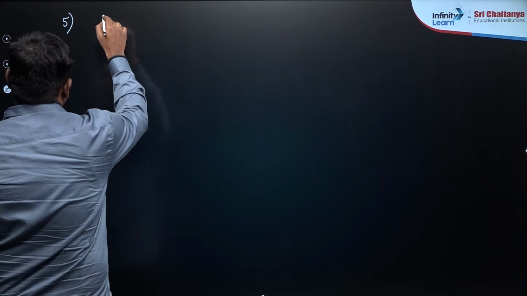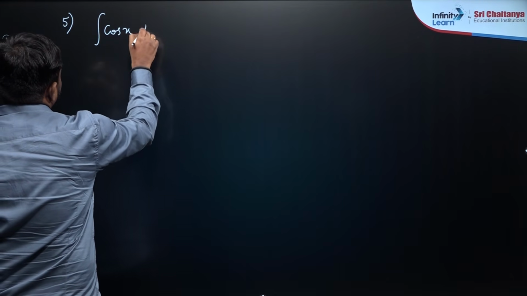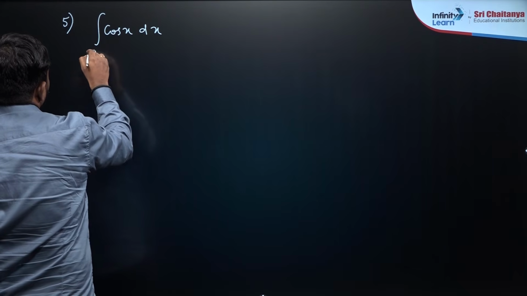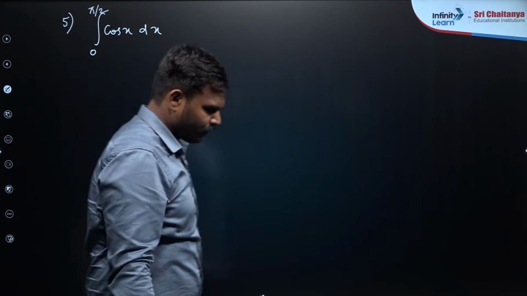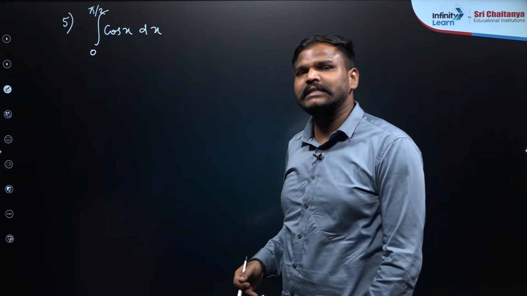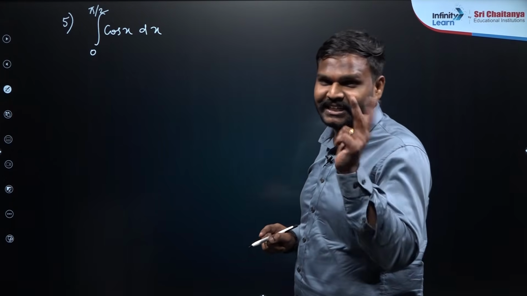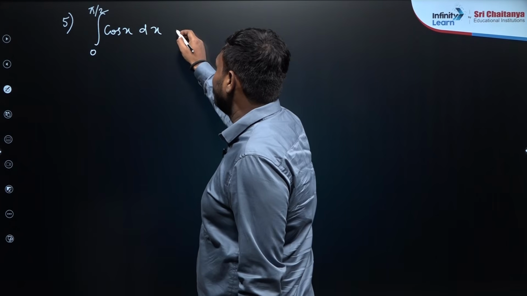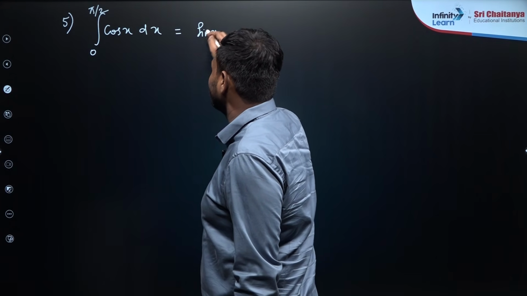So let us say integral cos x dx from 0 to 90 degrees, sir. This is the question. So first let us remember the formulas. What is the integration of cos x? Sin x, not minus sin x, plus sin x. It is the reverse of differentiation. So the integration of cos x is plus sin x. You can check the formula sheet also.